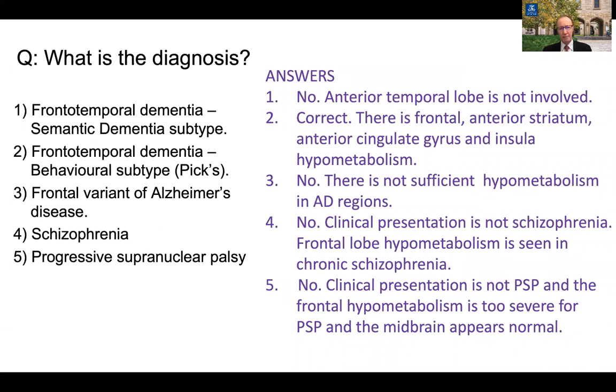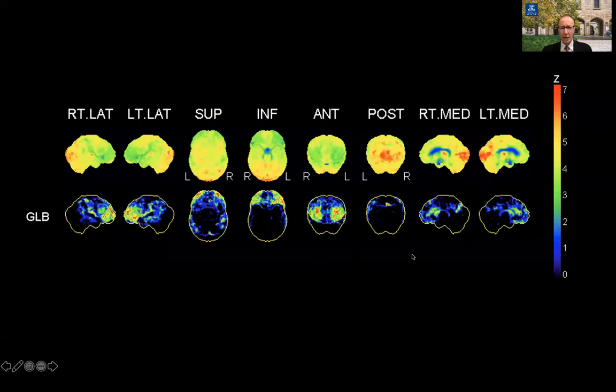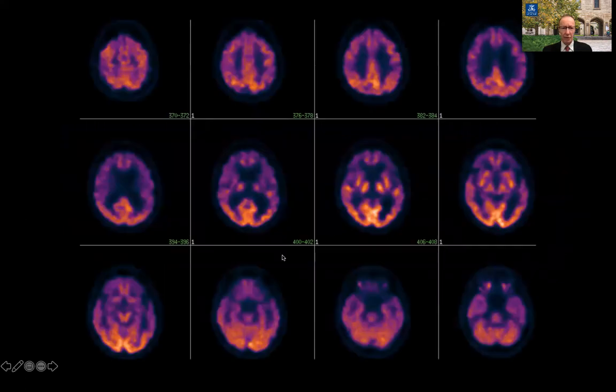Could this be schizophrenia? No, not based on the clinical presentation. Obviously, there should be a lifelong history of chronic schizophrenia to have this degree of frontal hypometabolism. Progressive supranuclear palsy, no. As mentioned earlier case, clinical presentation is not that of PSP, and the frontal hypometabolism is too severe for PSP, and the midbrain appears normal. Let's go back. Midbrain will light up around here on the medial views. And if we look, we can follow the thalamus down, midbrain's looking quite normal.